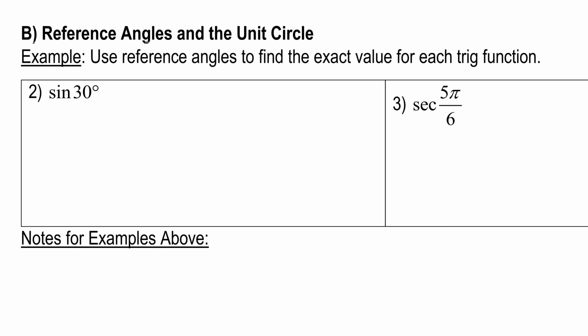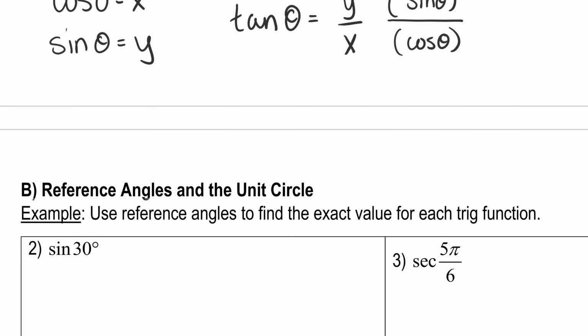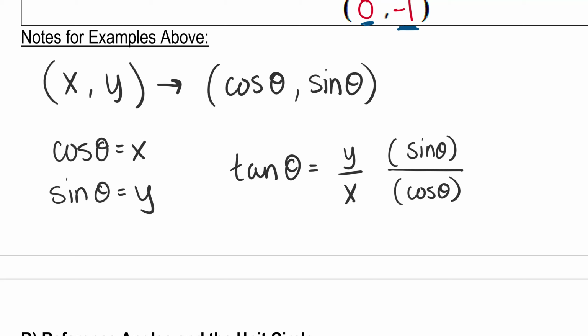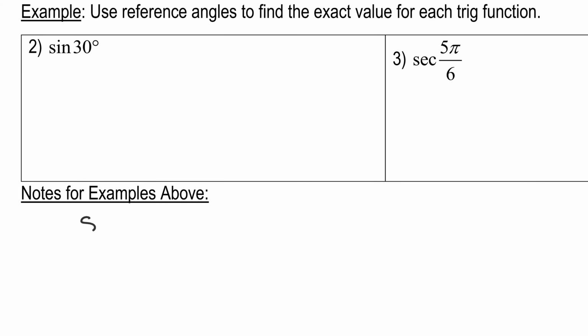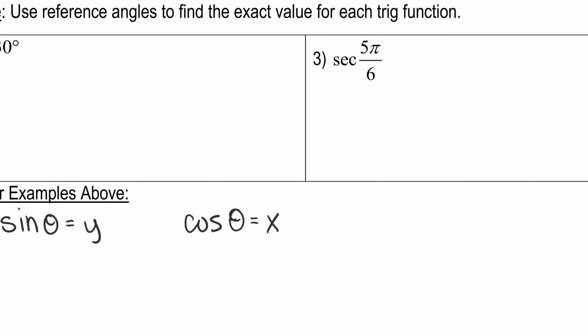Now, from the notes up here, remember, sine is y, cosine is x. So sine is y, cosine of theta is x. Tangent, if you'll see that on the homework, would be y over x.